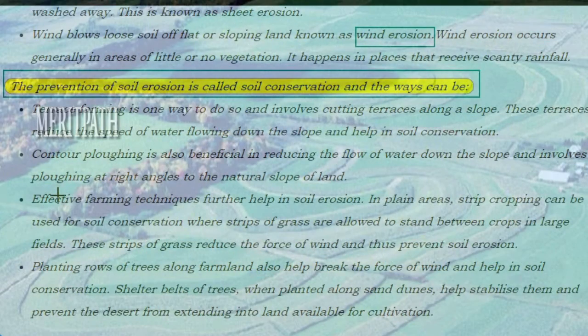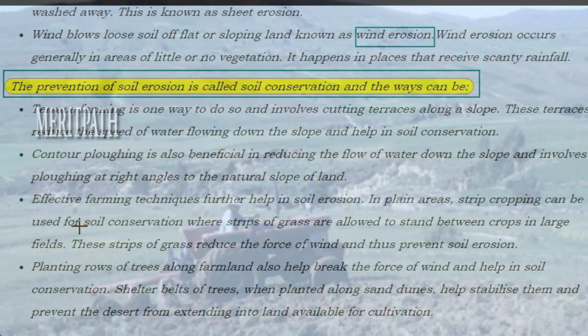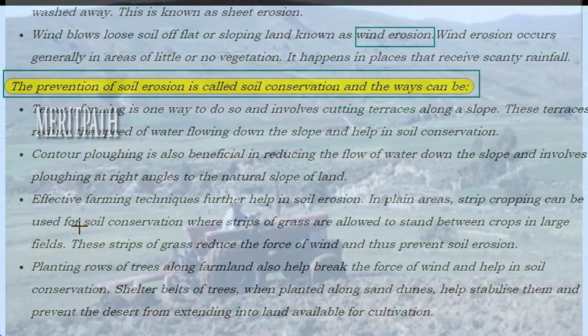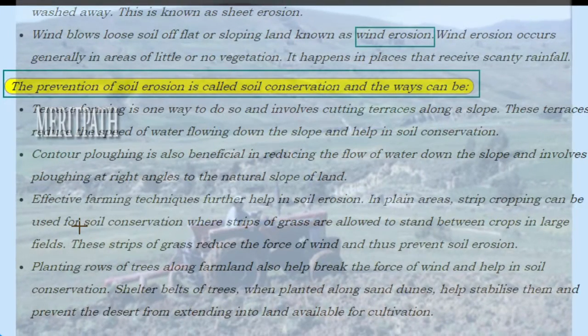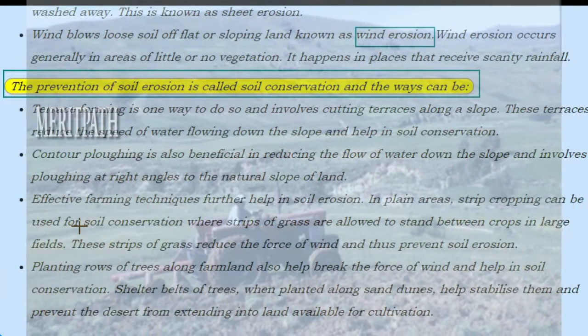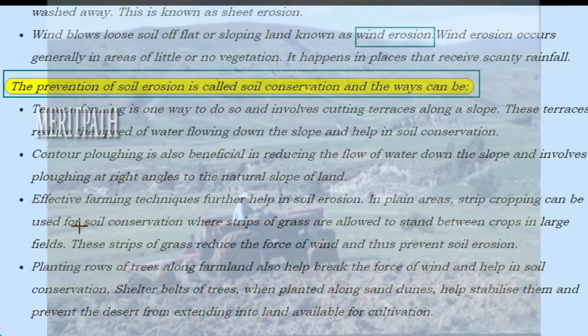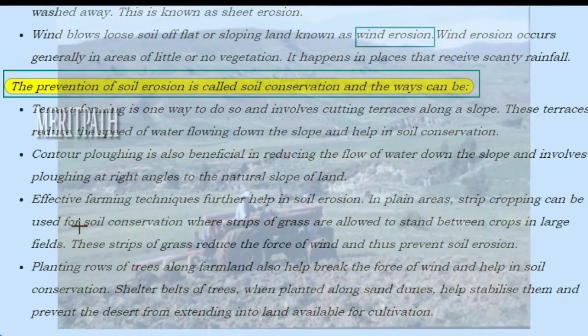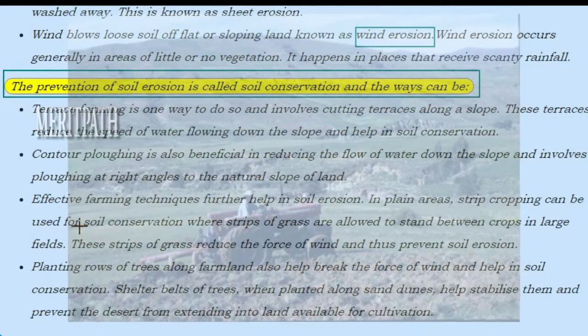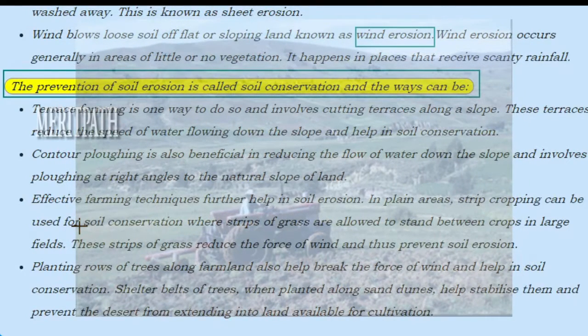Contour plowing is also beneficial in reducing the flow of water down the slope and involves plowing at right angles to the natural slope of land. Third, effective farming techniques further help in preventing soil erosion. In plain areas, strip cropping can be used for soil conservation, where strips of grass are allowed to stand between crops in large fields. These strips of grass reduce the force of wind and thus prevent soil erosion.